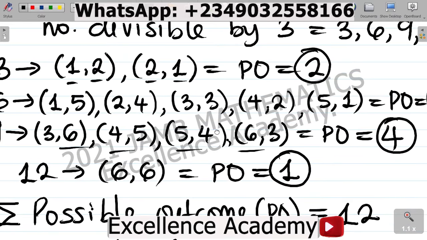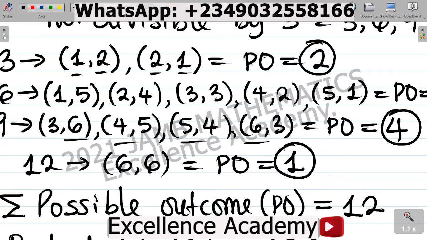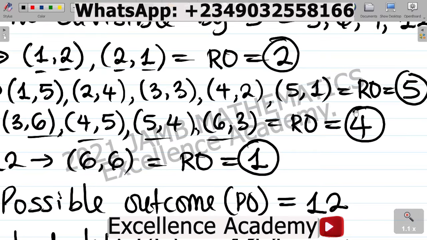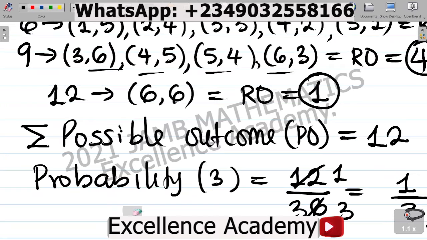Right? I think instead of calling this possible outcome, we could call this required outcome. So RO, required outcome. So these are the required outcomes that will give us 3, 6, 9, and 12. So this becomes the sum of required outcomes instead, but it's the same thing anyways.